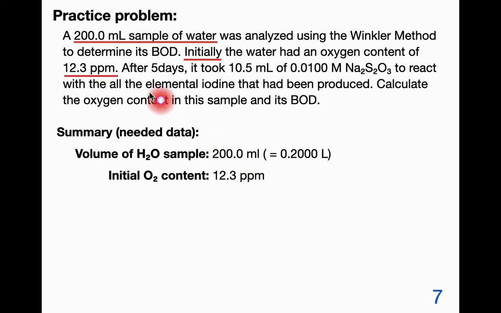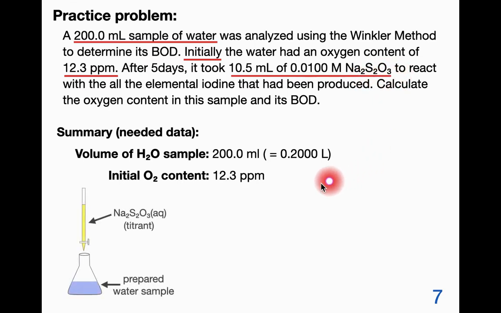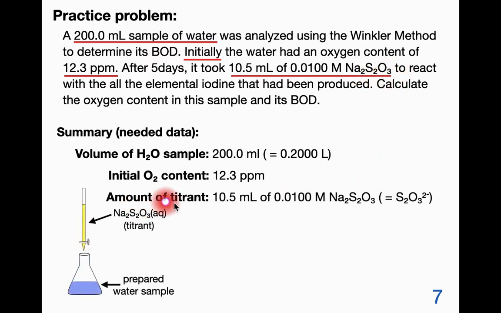And then, after 5 days, it took 10.5 milliliters of the 0.0100 molar sodium thiosulfate. So the amount of titrant, the sodium thiosulfate. So we need to know its volume and its concentration. Now the sodium is a spectator ion, so we'll be ignoring that and treating it as if it's just the thiosulfate.